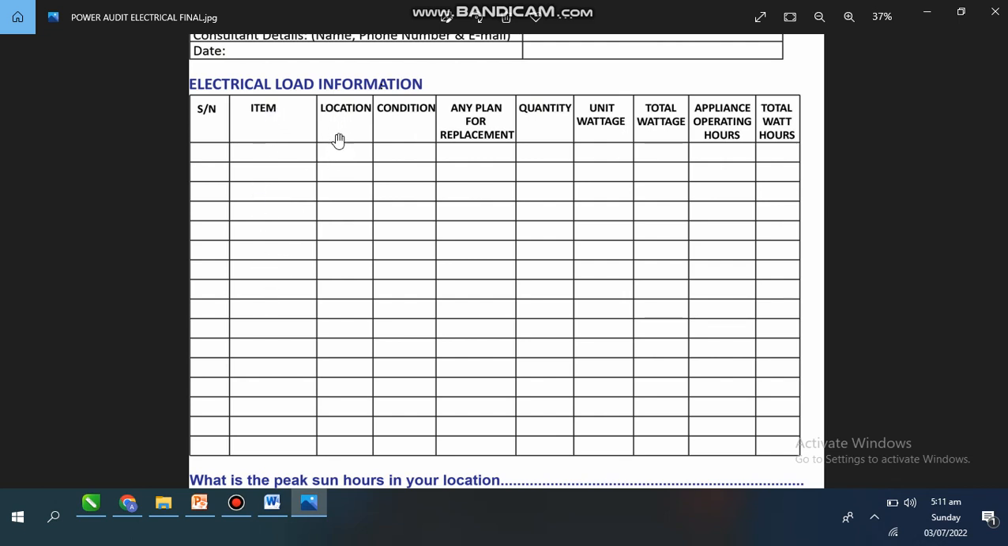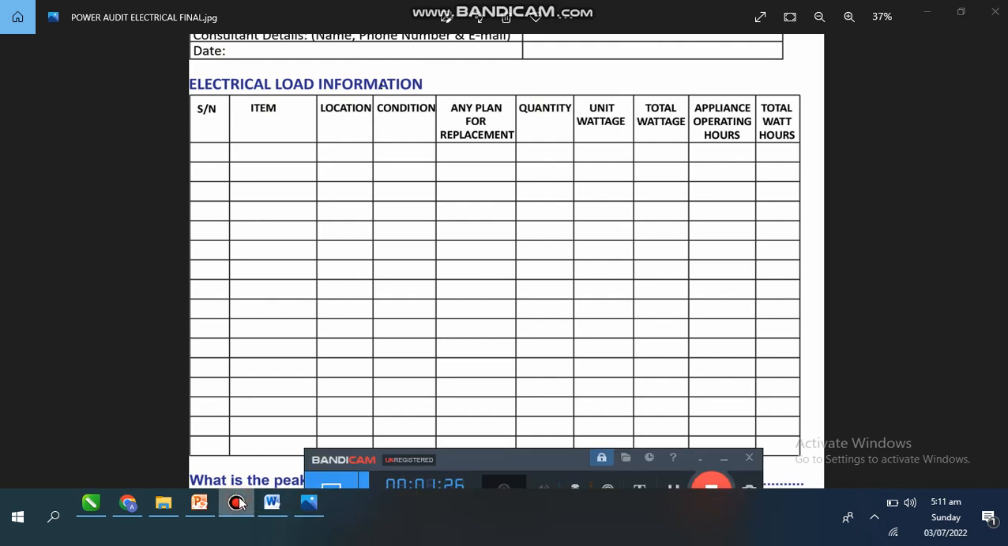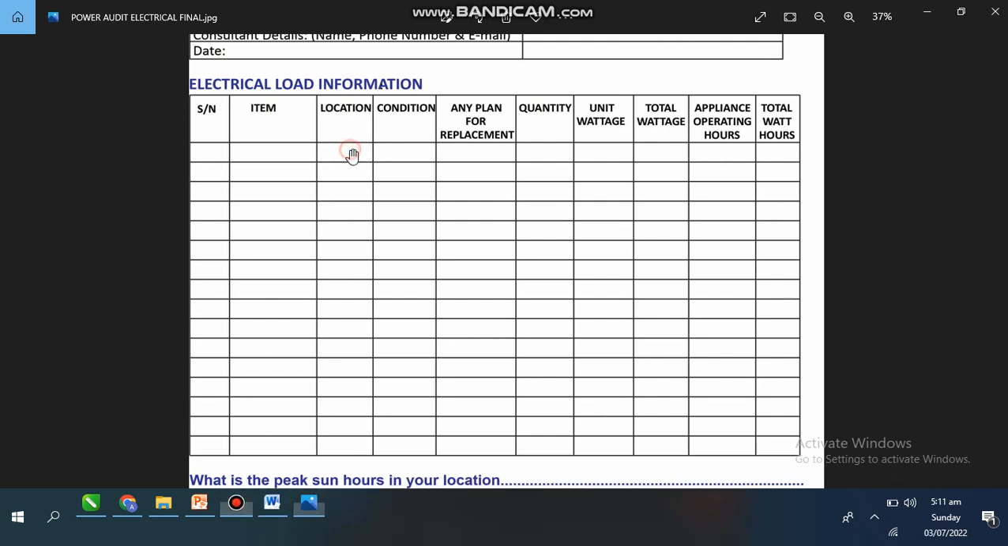Location is where is it located in the facility. Which part of the facility is it in, the dining, parlor, and the rest. Condition talks about is it in a working condition? Is it in a working condition or it is not in a working condition? If it is in a working condition, just write good. If it is not in a working condition, write bad. That is what it means.